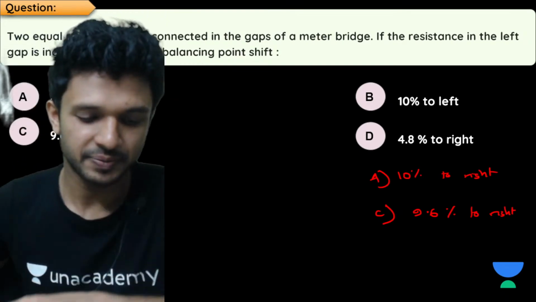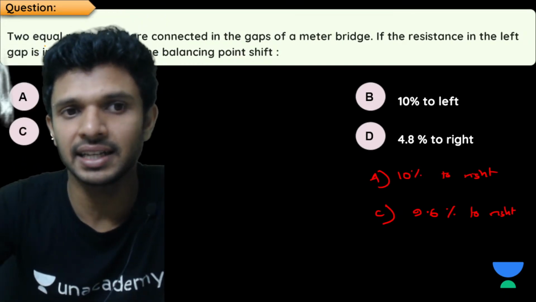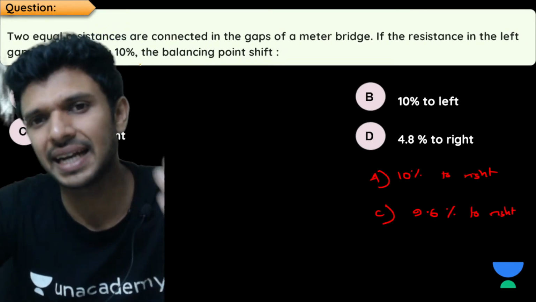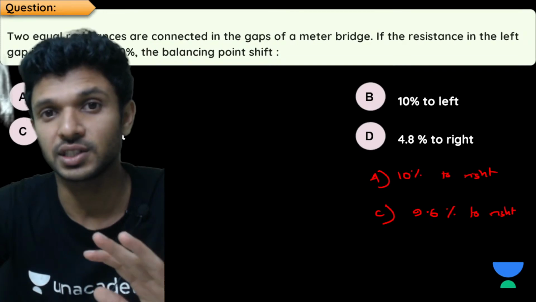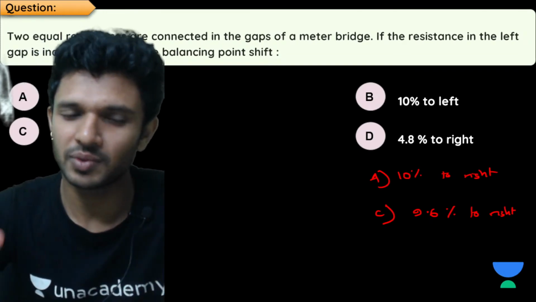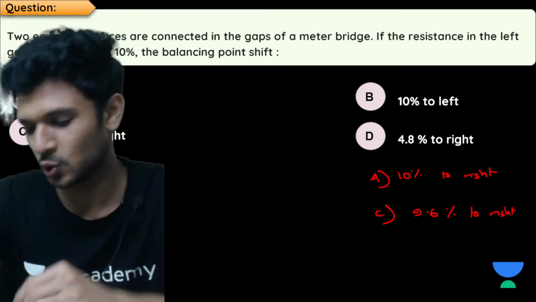So yes, the correct option is option D, 4.8% to right. Very good, amazing. Okay, first let us understand the basic method, which means the direct method, which will be a bit lengthy. First we'll understand the concept. Then after that, I'll explain it in the short method.